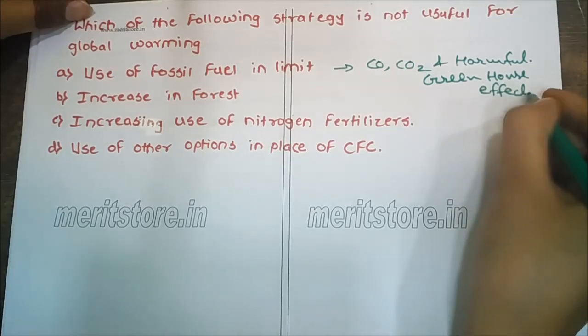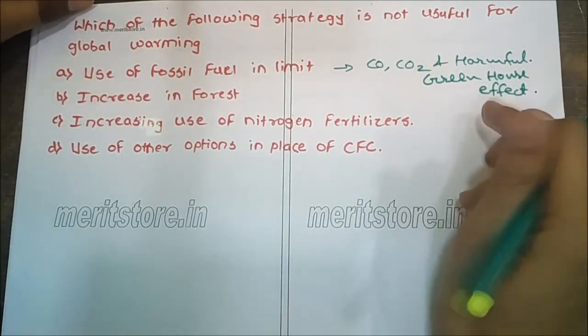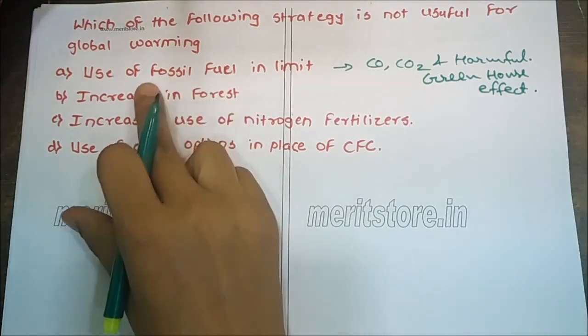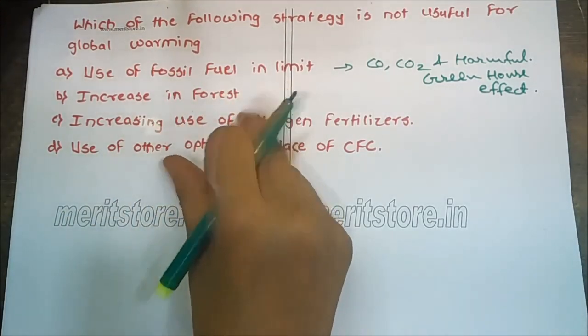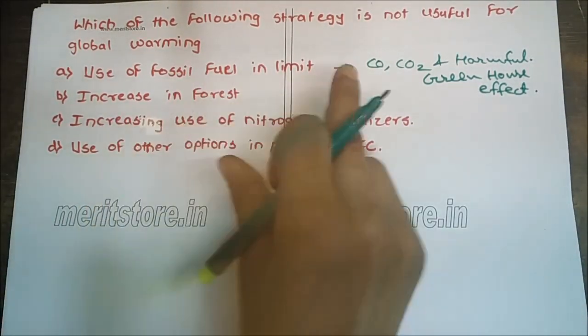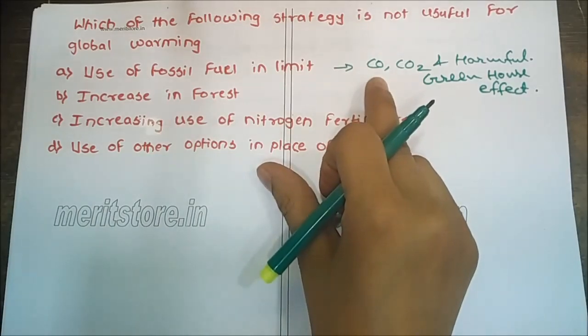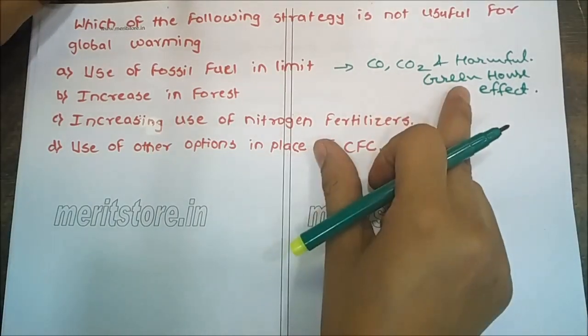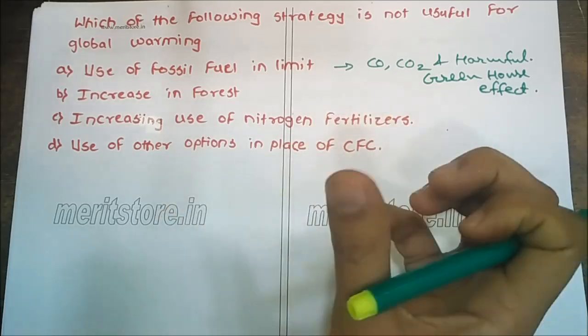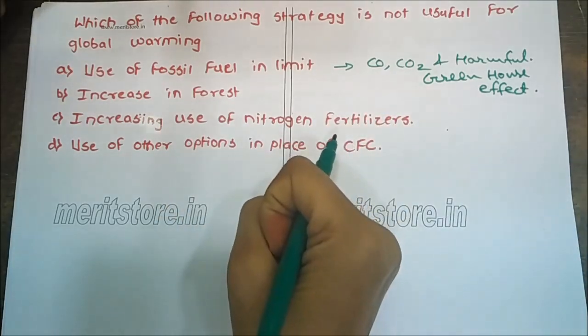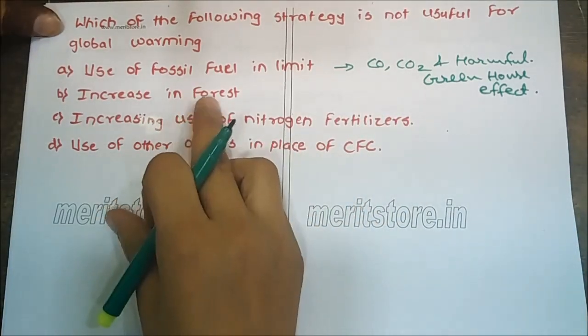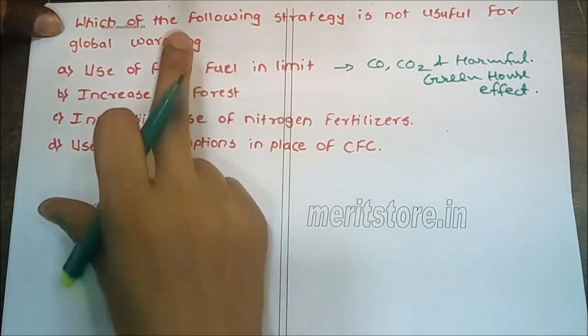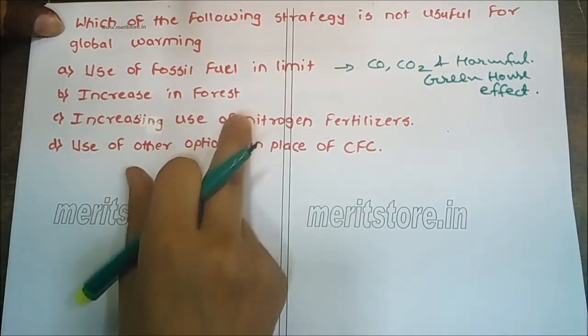So we can reduce the greenhouse effect by limiting the use of fossil fuel. By increasing forests, we can control pollutant gases like carbon dioxide, because the plants will absorb these harmful gases. So we can reduce global warming through increasing forests.